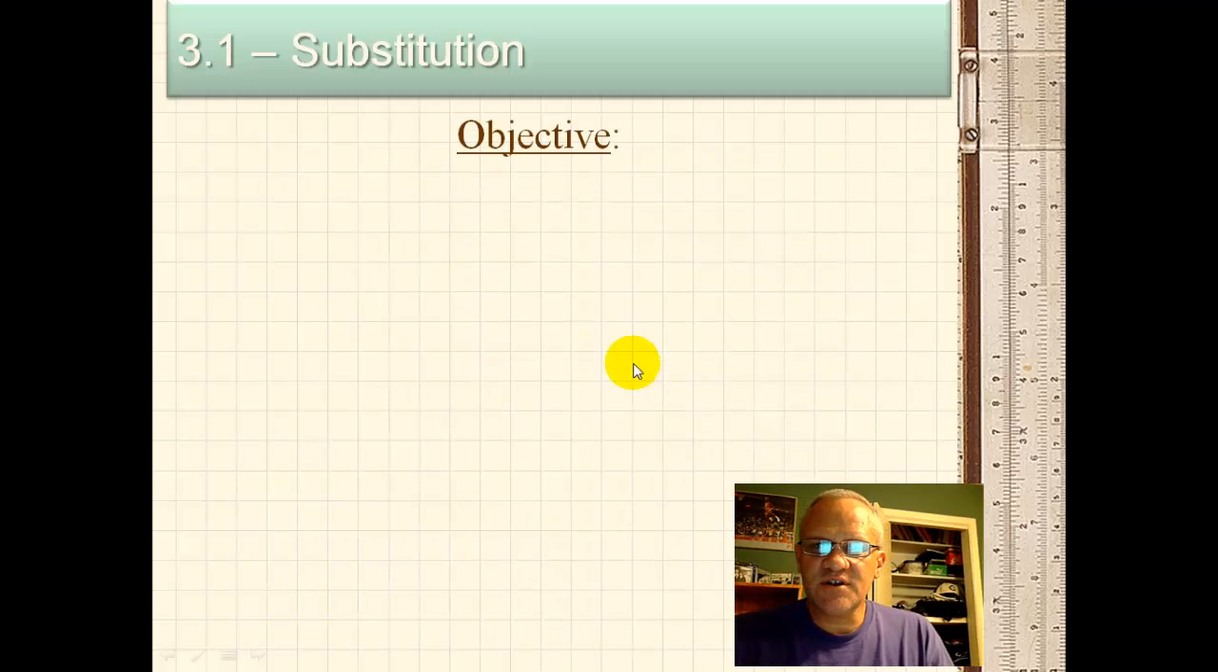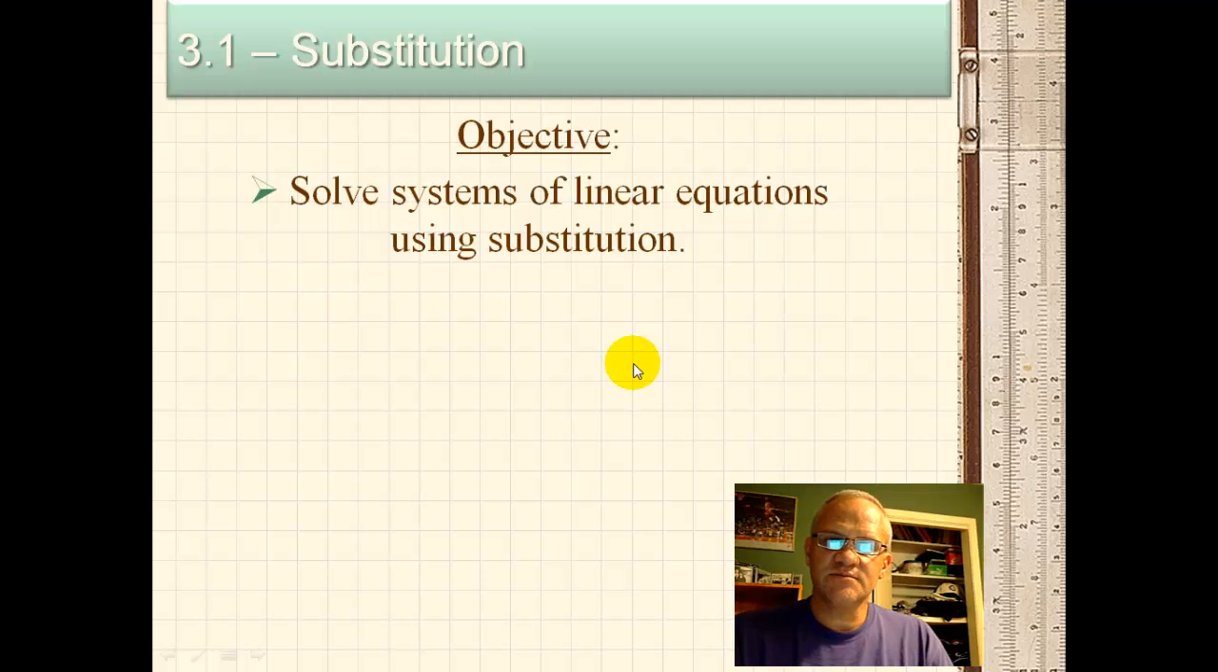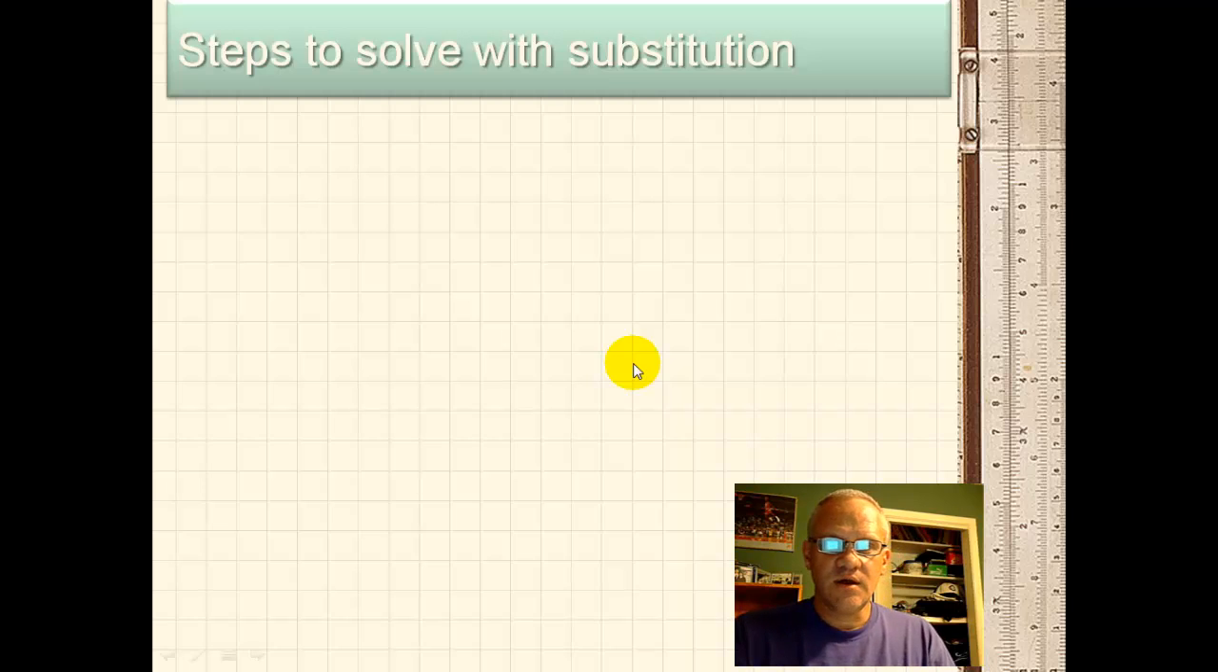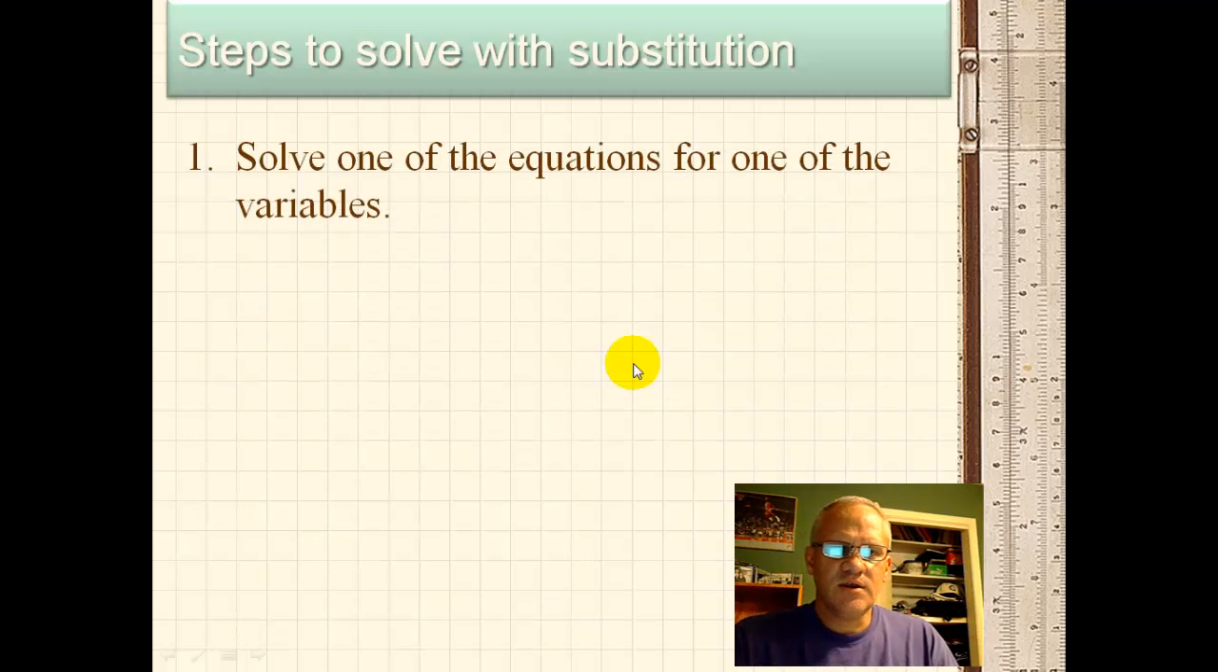All right, our objective for today: solve systems of linear equations using substitution. Here are the steps. I'm going to go through these. It'll probably make more sense when we actually do them, though. Number one, solve one of the equations for one of the variables. It doesn't have to be y equals. It could be x equals. It doesn't matter which equation you get x by itself or y by itself, as long as it's x totally by itself or y totally by itself in one of the equations. You don't have to do it in both, just one.